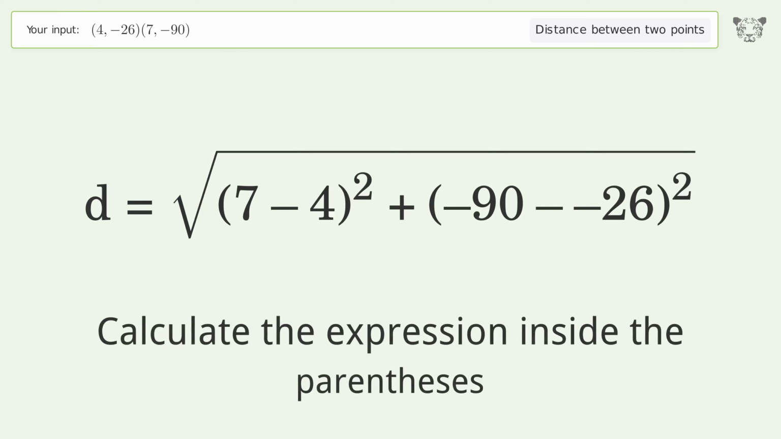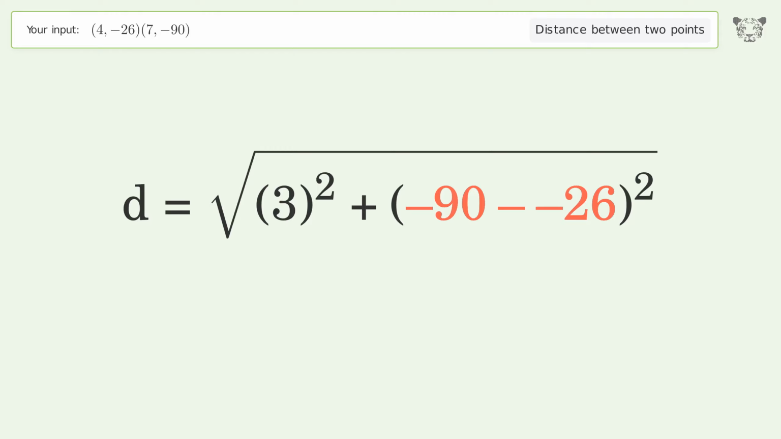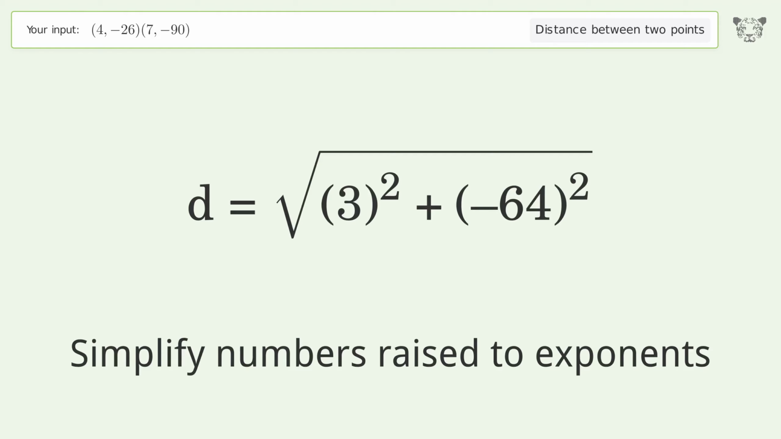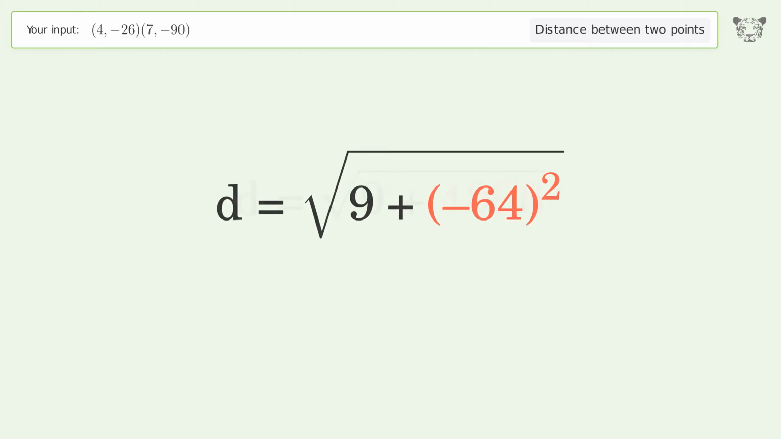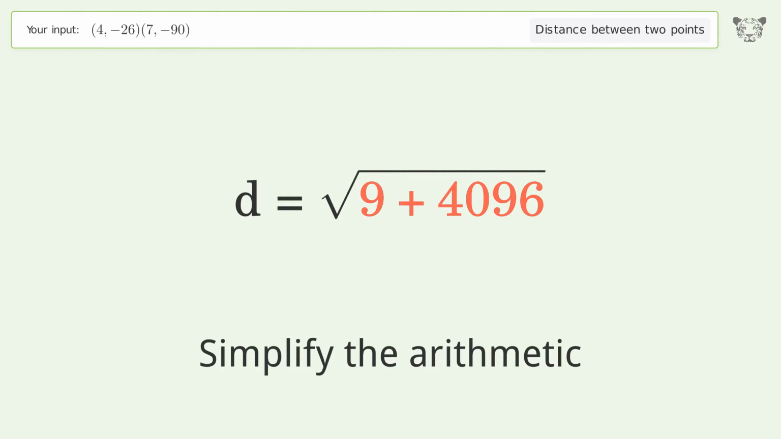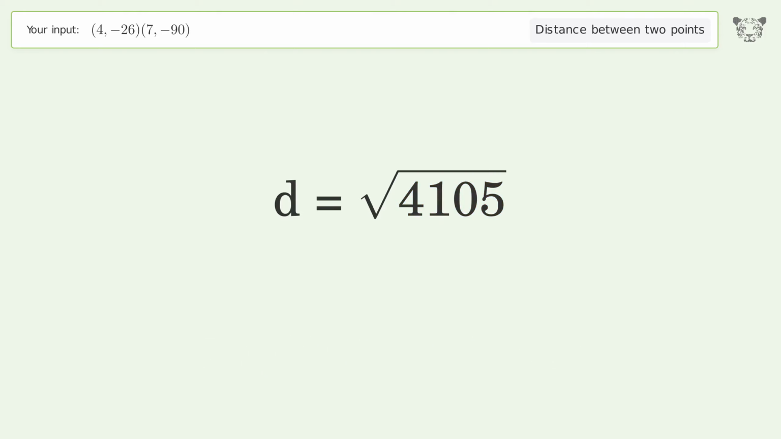Calculate the expression inside the parentheses. Simplify numbers raised to exponents. Simplify the arithmetic. And so the distance between the 2 points is the square root of 4105, or 64.07.